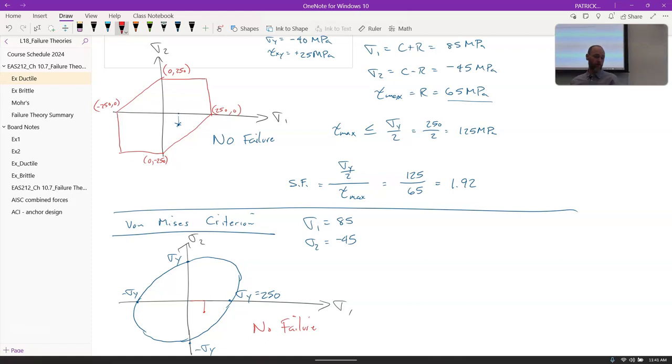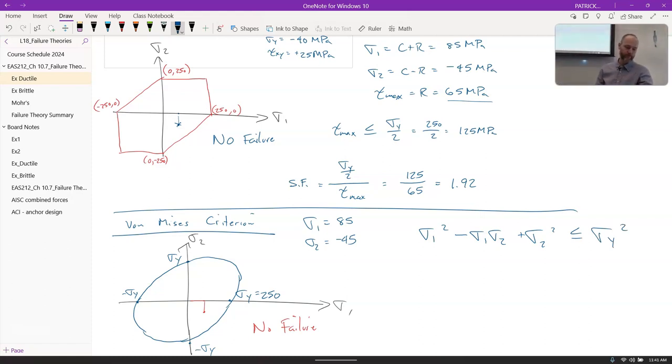But if we want to apply or solve for the safety factor, that's a little bit easier to do with the equation. And the equation for evaluating von Mises is sigma 1 squared minus sigma 1 sigma 2 plus sigma 2 squared less than or equal to sigma yield squared. So you can plug in these values: 85 squared minus 85 times minus 45 plus negative 45 squared less than or equal to 250 squared.